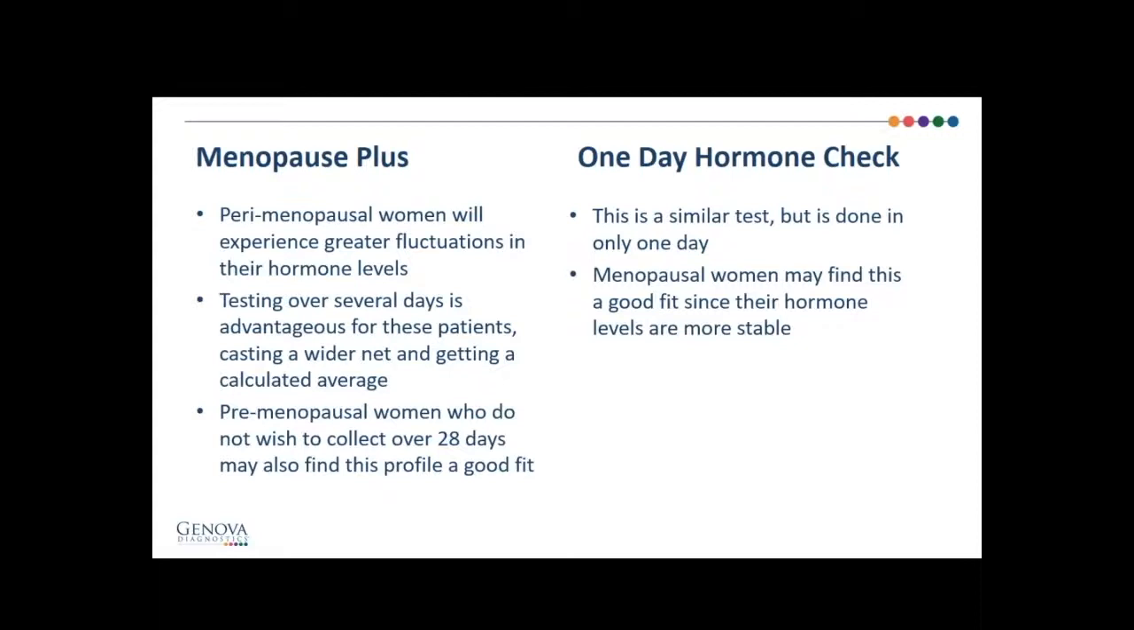Now, for premenopausal women who do not wish to collect over 28 days, they may also find the Menopause Plus a better fit, in that at least they're getting an average over several days. But still, I would emphasize that if you have a premenopausal woman and you want to really get a feeling for their progesterone, estradiol, testosterone, the rhythm test is really going to give you better information. Both tests allow for the HPA axis with melatonin and adrenal cortex stress profile.